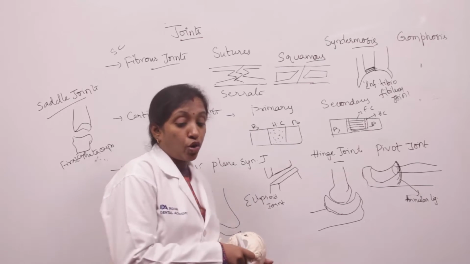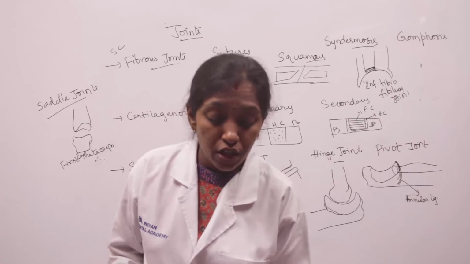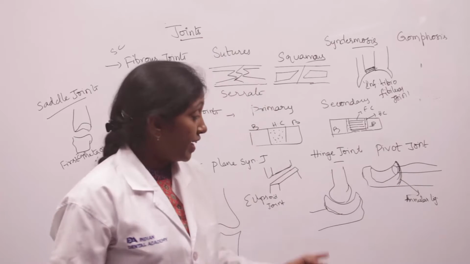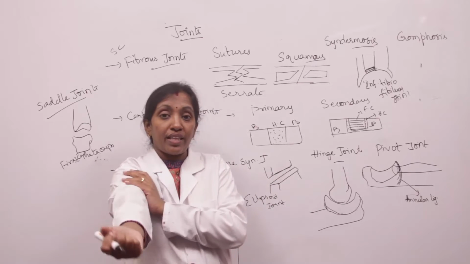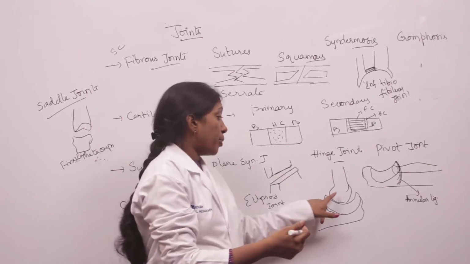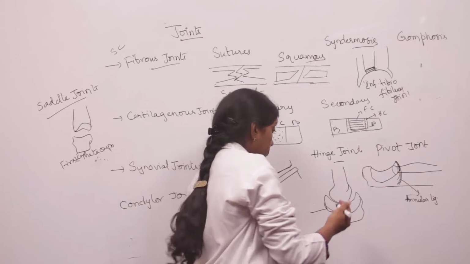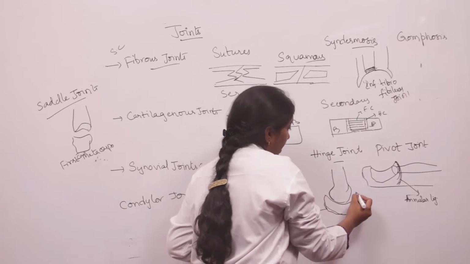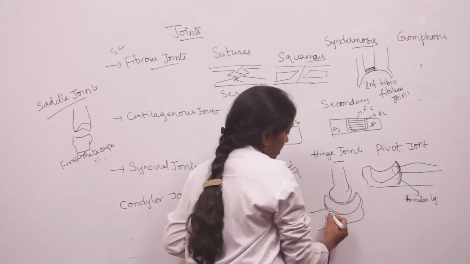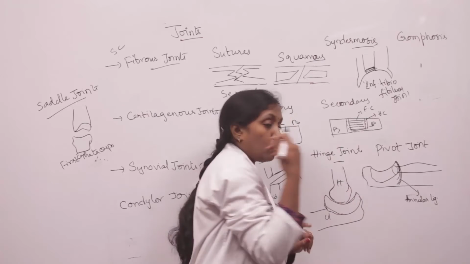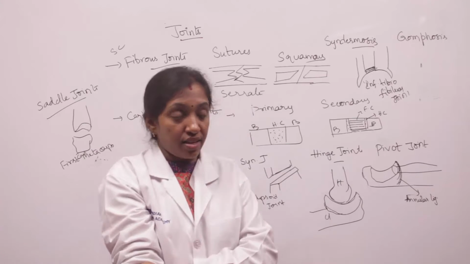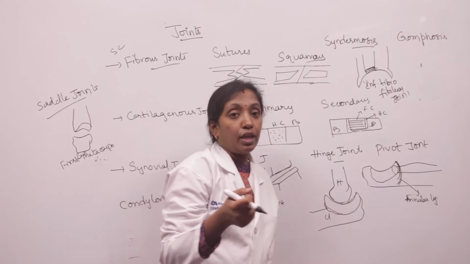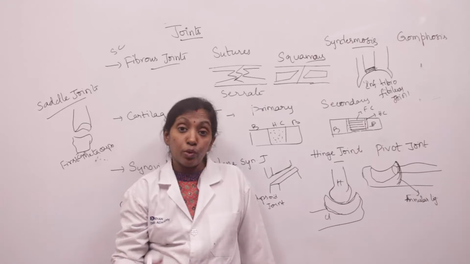Coming to the hinge joint, the articular surface is pulley shaped. An example is the elbow joint, which is formed by the lower end of the humerus and the trochlear notch of the ulna. This is the ulna and this is the humerus. It allows movement only in one axis, the transverse axis. So a hinge joint has articular surfaces that are pulley shaped.